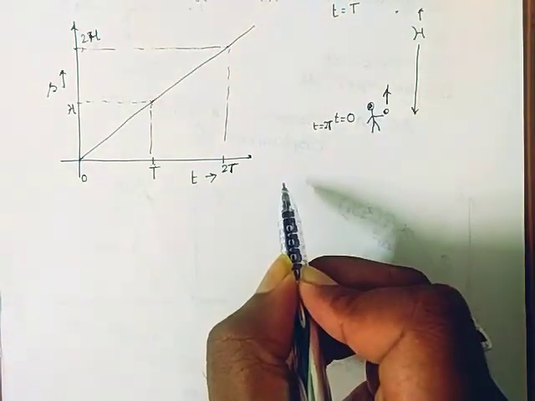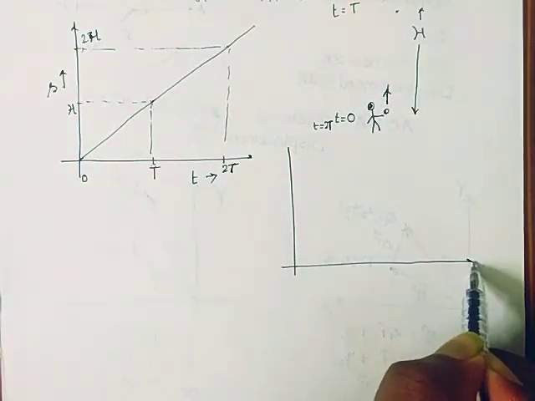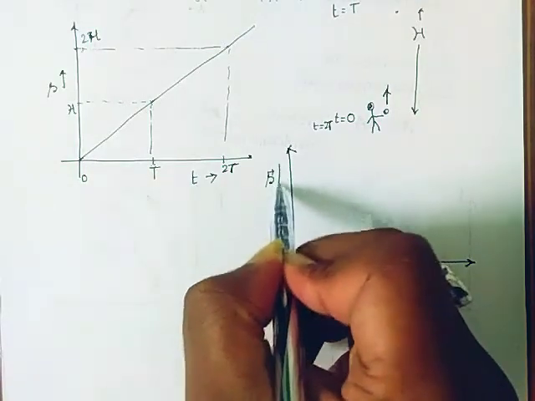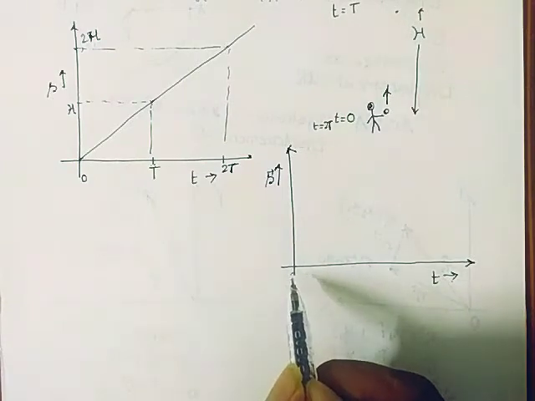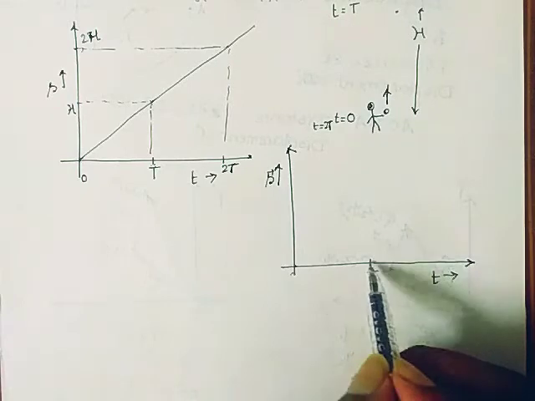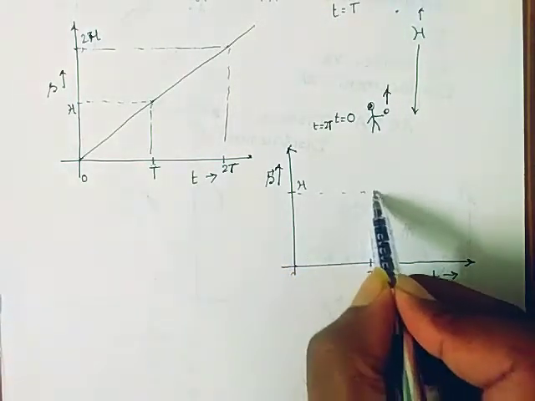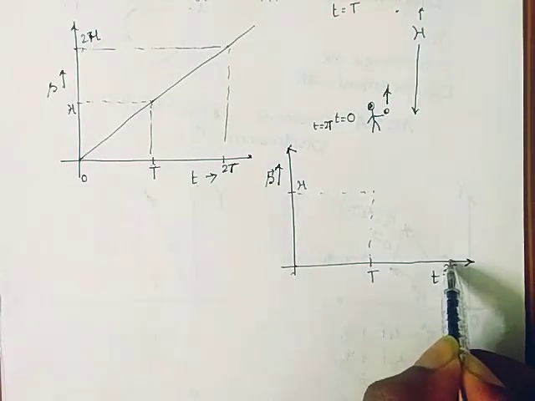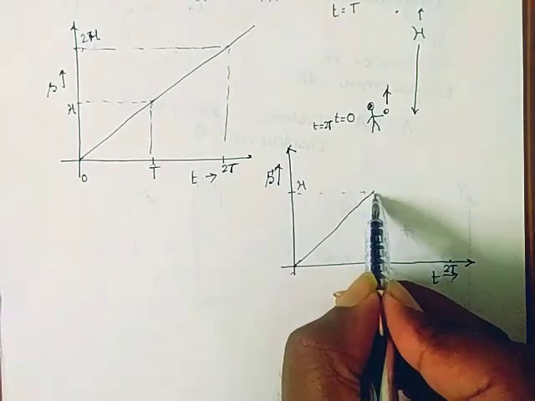Now if I want to plot the displacement versus time curve, that is S vector, the displacement, at t equal to 0, it is here. At t equal to T, it is at a height H. At t equal to 2T, it again returns to 0. So the displacement versus time curve is like this.